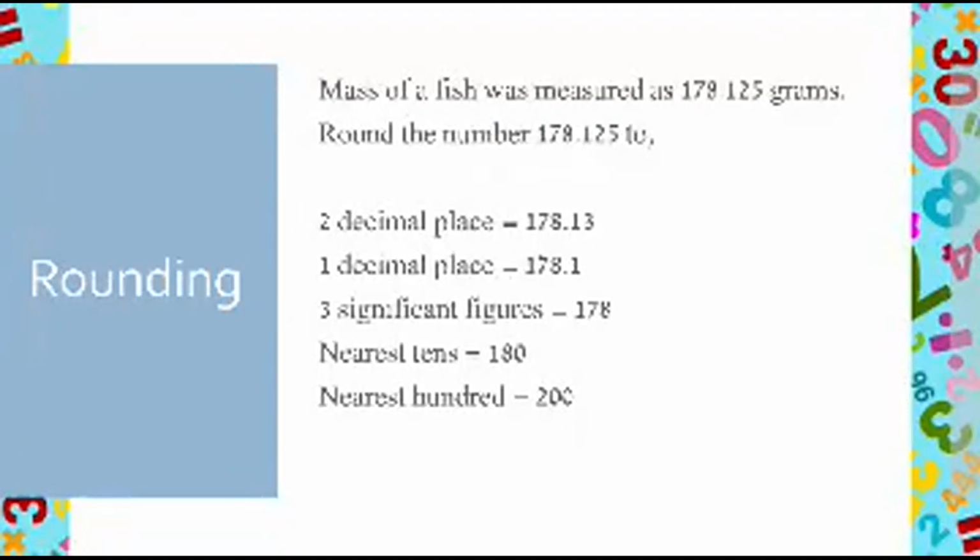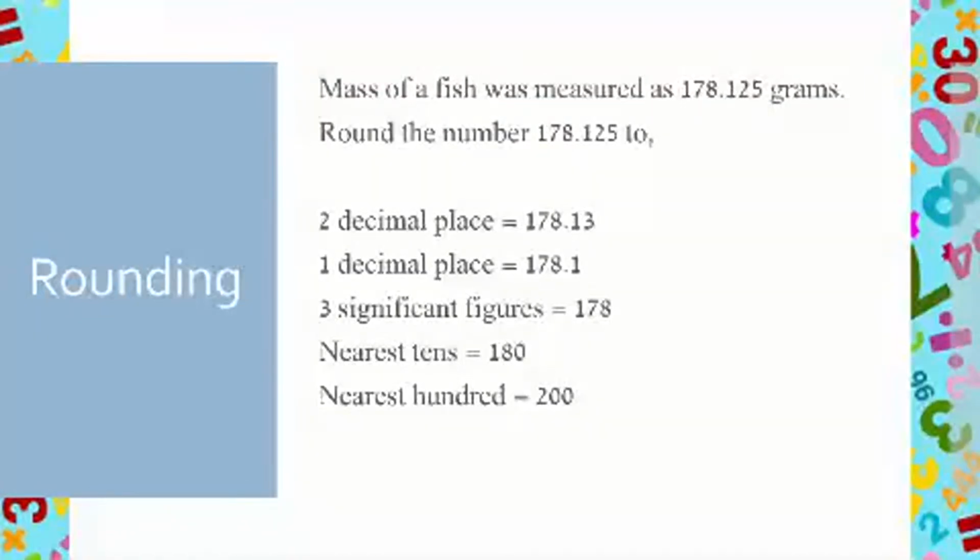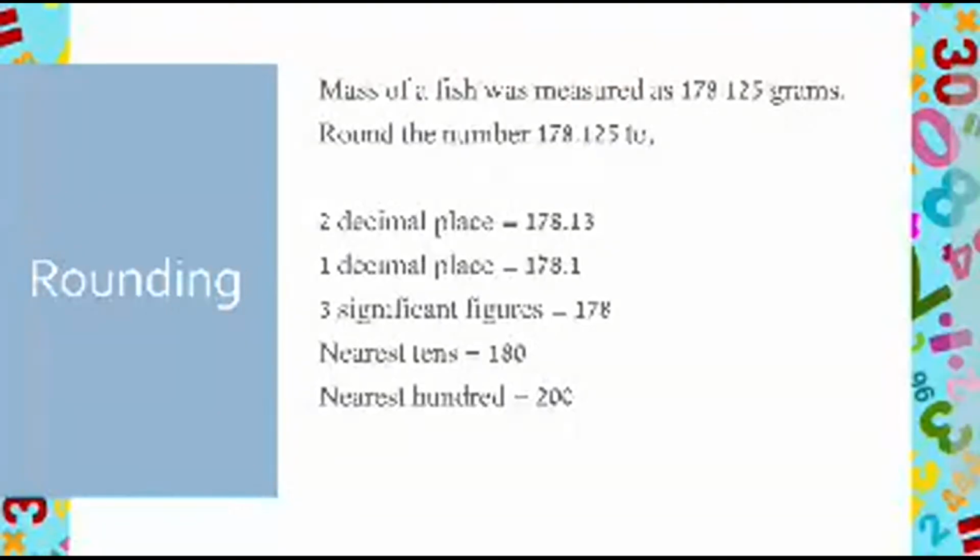The same rule we follow when we do rounding to one decimal place. The first number after the decimal is decided by the second number after the decimal, whether it will increase by 1 or not. Here, the second number after the decimal is 2, which is smaller than 5. So the first number has not increased by 1.